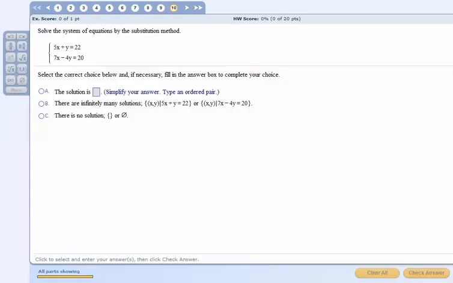Okay, in this example, let's look at how to solve a system of equations by substitution. So here we have the system 5x plus y equals 22, 7x minus 4y equals 20.